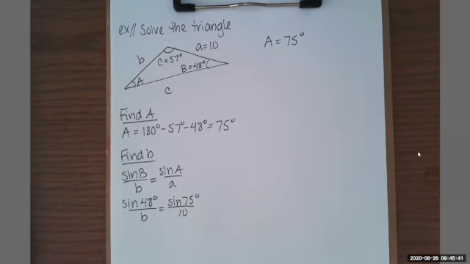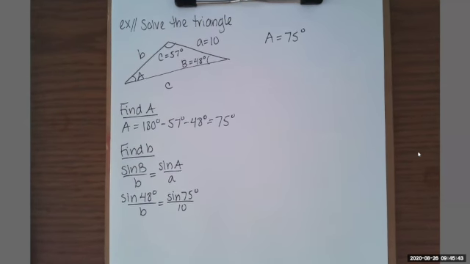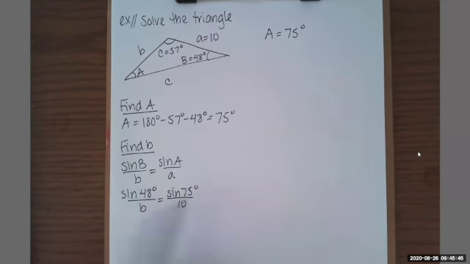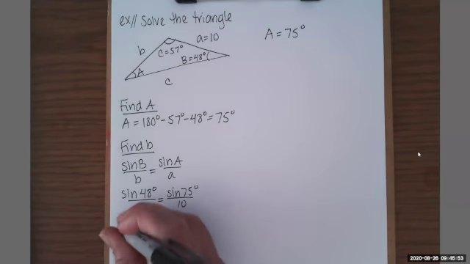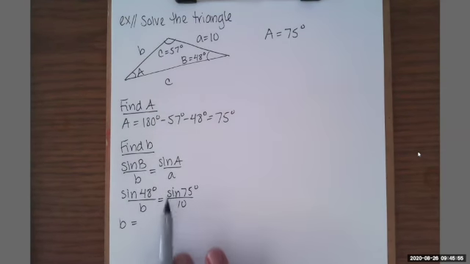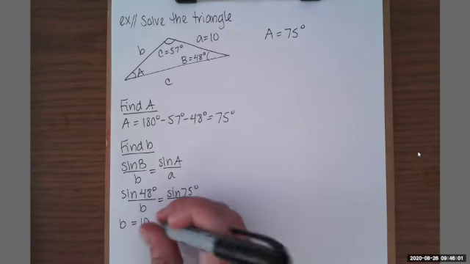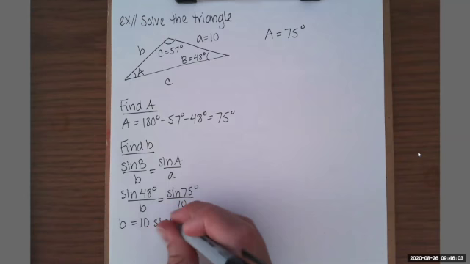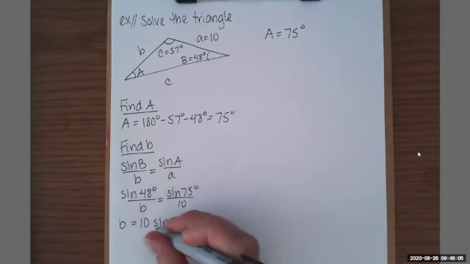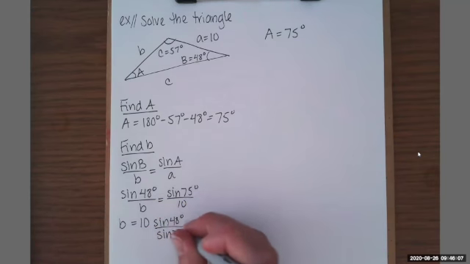Okay, so on the last problem, I showed you how to solve this working the long way, multiplying both sides by b and then multiplying by the reciprocal. You're always welcome to work it out the long way, but if you see the pattern here, or you know about the shortcuts across the equal sign, you're welcome to use those. Here we get b is equal to 10 sine of 48 over sine of 75.